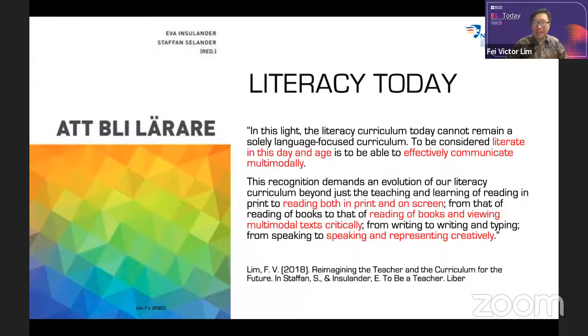And this recognition demands an evolution of our literacy curriculum beyond just the teaching and learning of reading in print, to thinking about reading both in print as well as on screen, because so much of our knowledge is mediated by the screen interface. From reading of books to reading of books and viewing multimodal text critically, from writing to writing and typing, and from speaking to speaking and representing creatively. I mean, if you think about the presentation that I'm making to you right now, I'm speaking, but at the same time, I'm using my slides to represent the ideas to you.